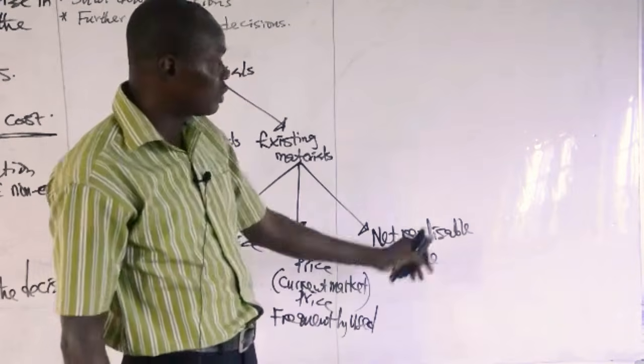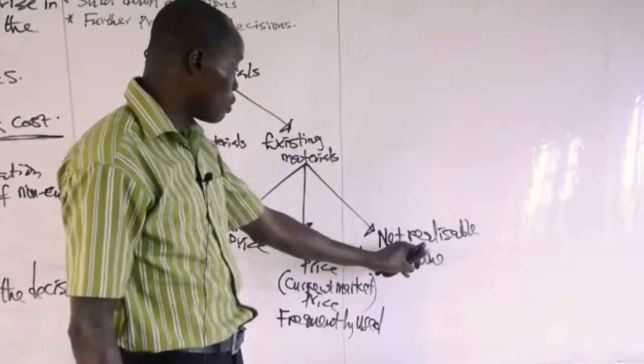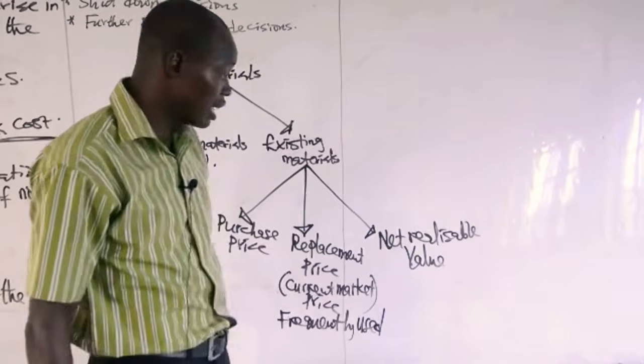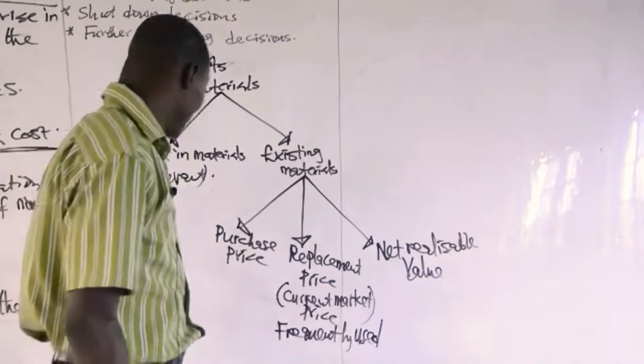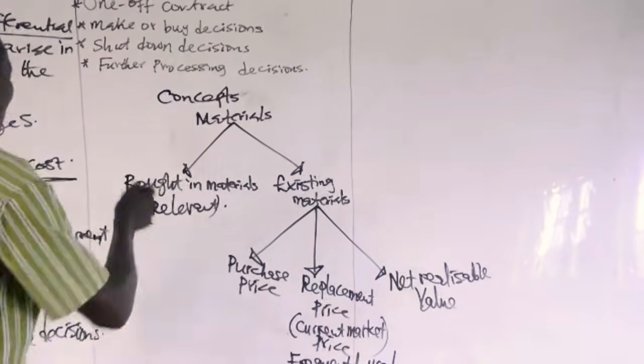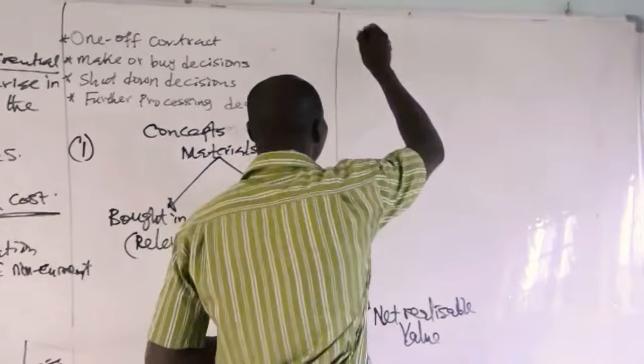So when we proceed, when we get to the opportunity cost concept, then we will look at the opportunity cost of materials. And we will equally take a comprehensive worked example to illustrate that. That is for materials. The second one is labor.